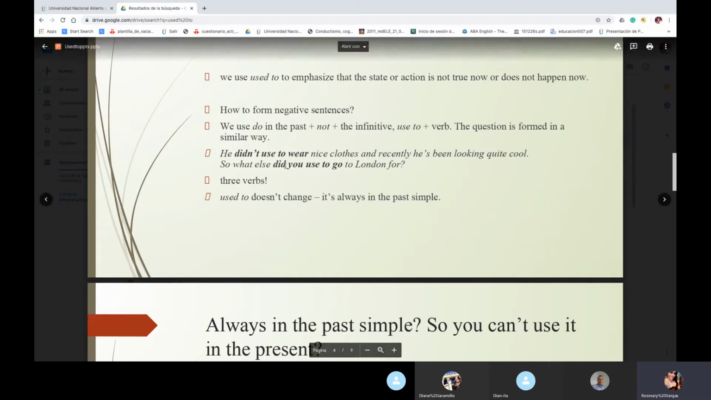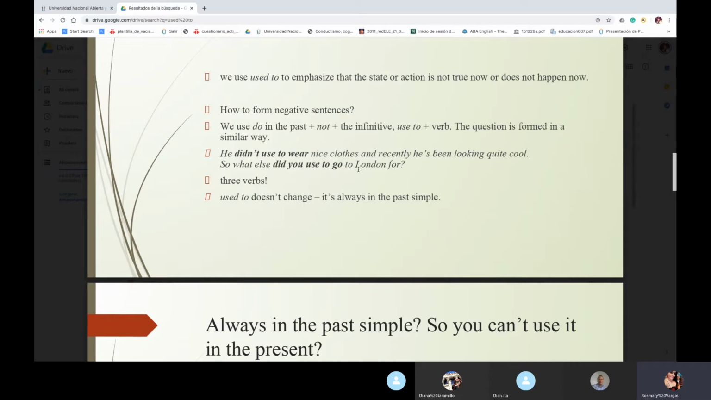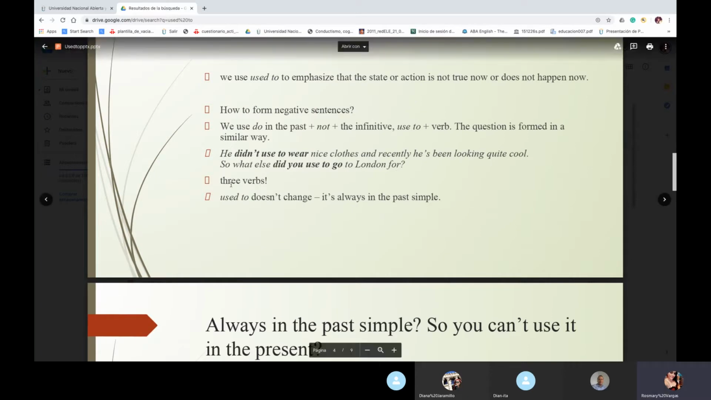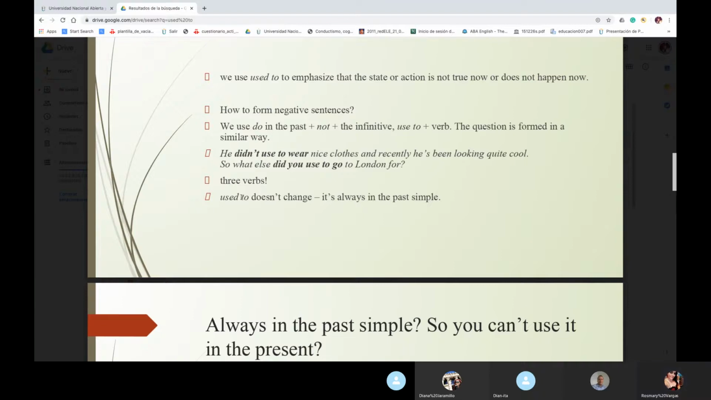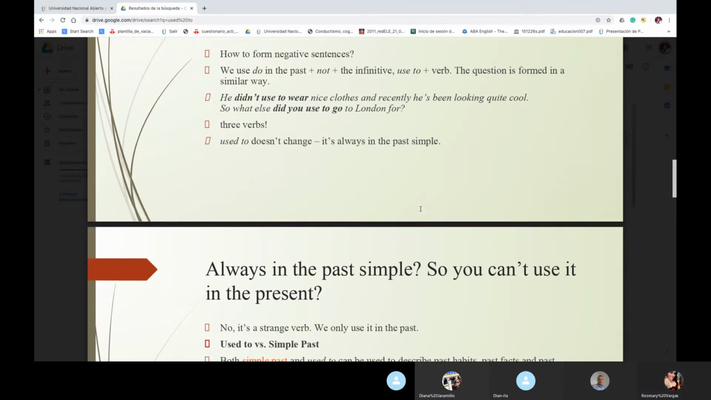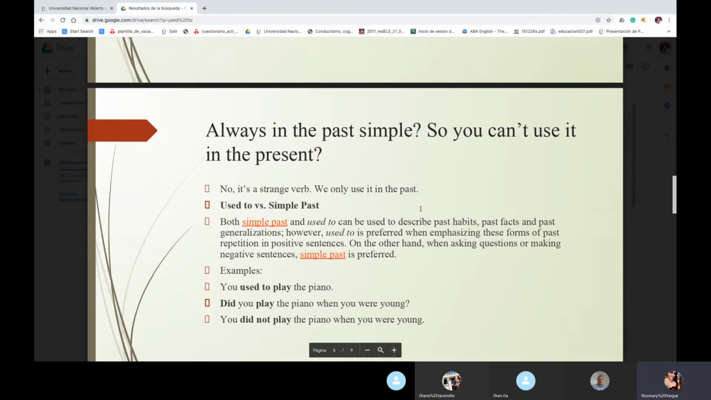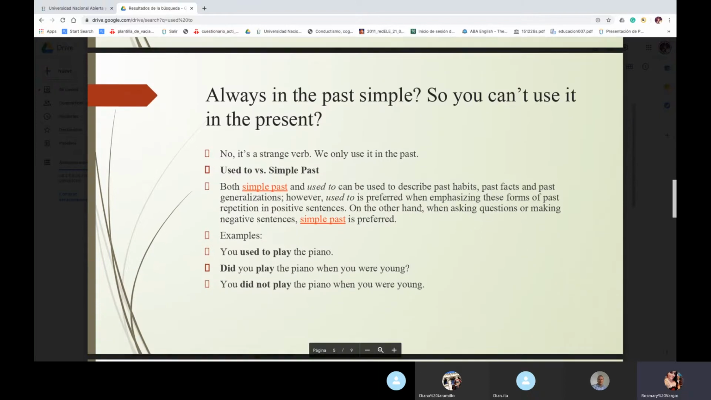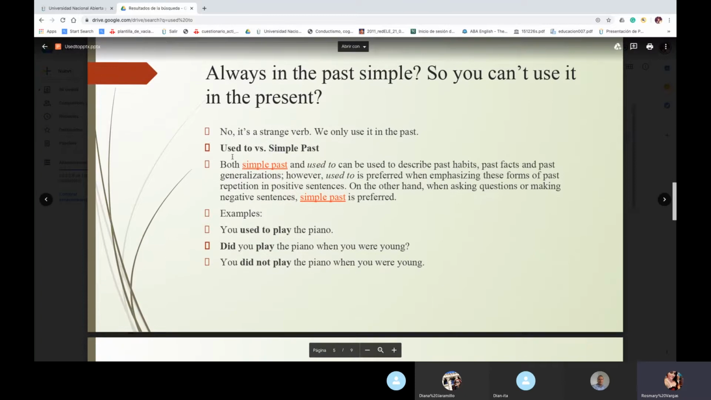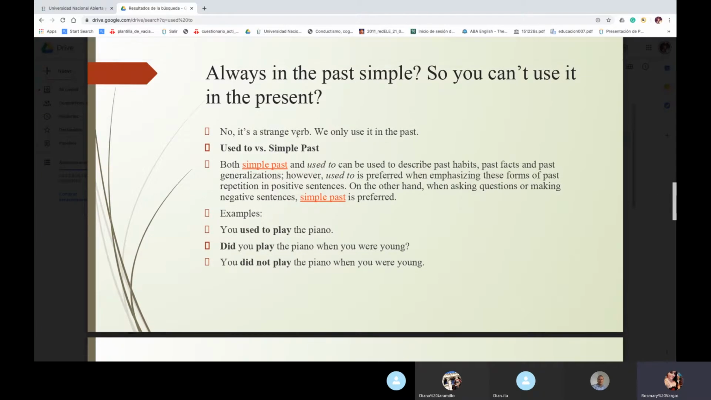So what else did you use to do? Go to London for? "Used to" doesn't change. It's always in the past simple. Okay? So always in the past simple way. So you cannot use it in the present. It is a strange verb. We only use it in the past.